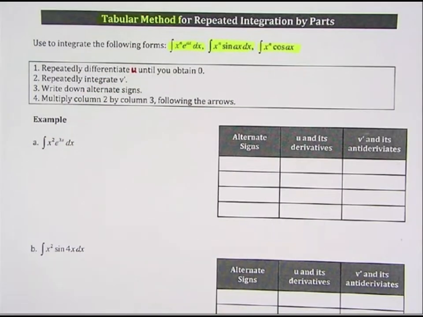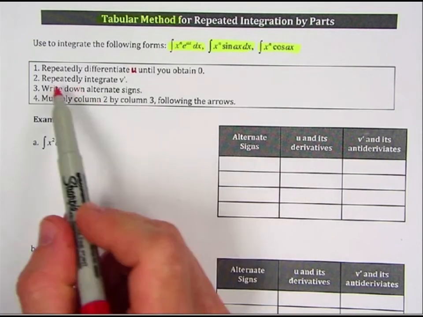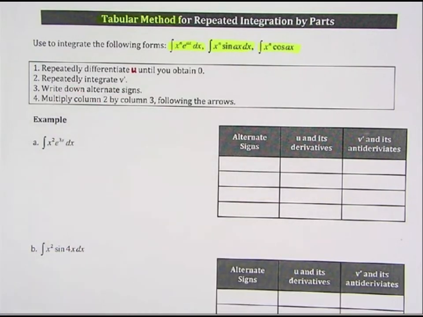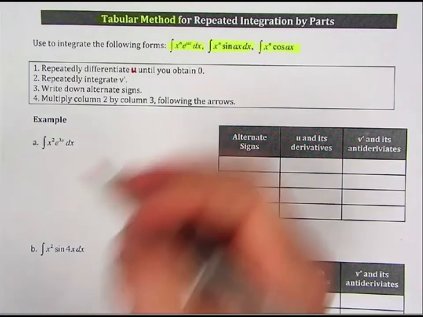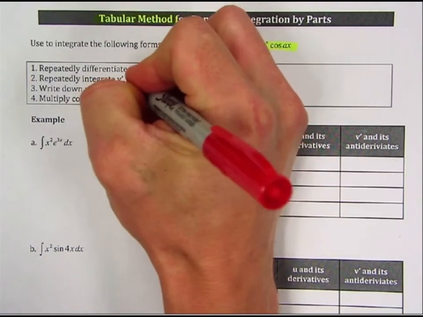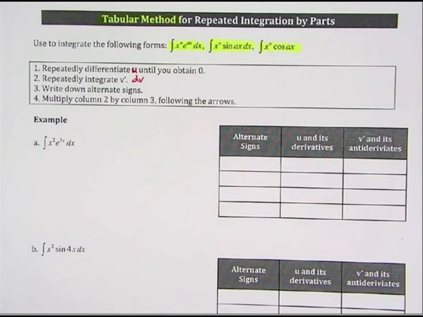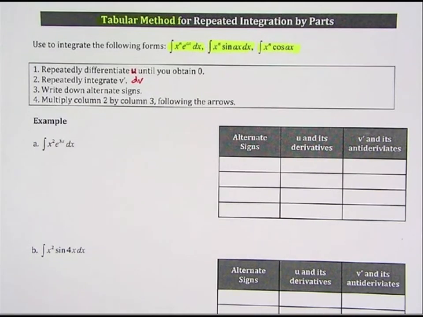And so you still have to find u, and then it says repeatedly integrate v prime. And v prime is also what we know as dv, and I think that's the language we were using last time. Then you write down the alternate signs, and then you're going to multiply column 2 by column 3 following the arrows, and I'll show you where those arrows are in a second.